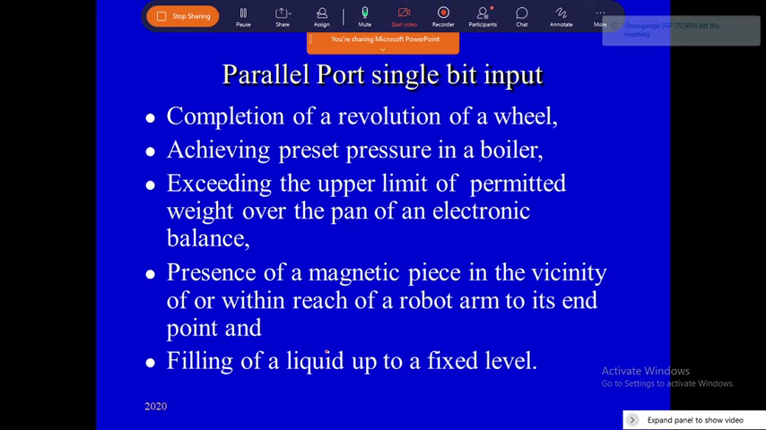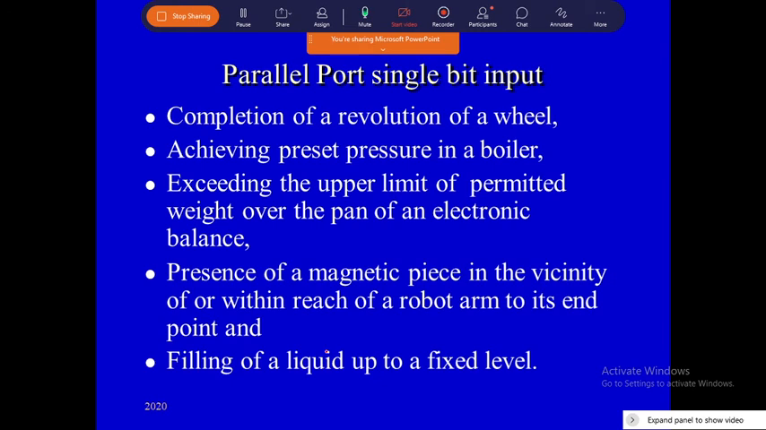A parallel port single bit input. First we will see the parallel port single bit input. Examples: completion of a revolution of a wheel, achieving the preset pressure in a boiler, exceeding the upper limit of permitted weight over the pan of an electronic balance, presence of a magnetic piece in the vicinity of or within reach of a robot arm to its end point, and filling of a liquid up to a fixed level.